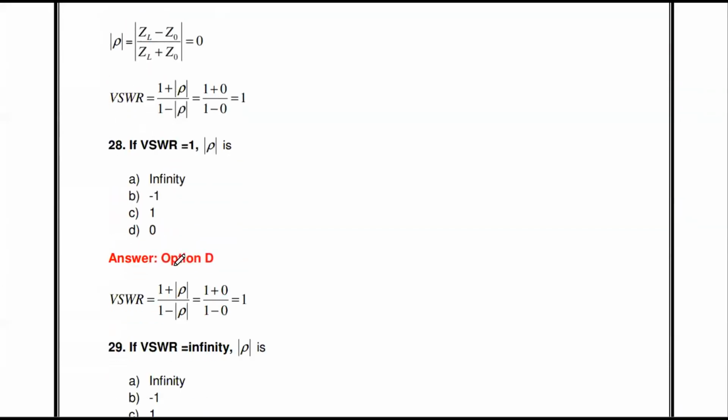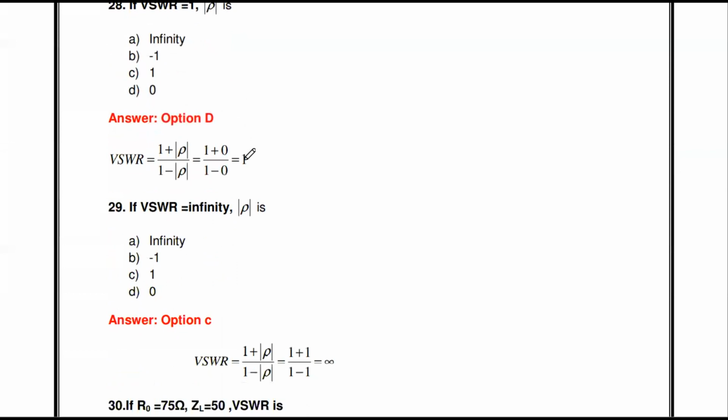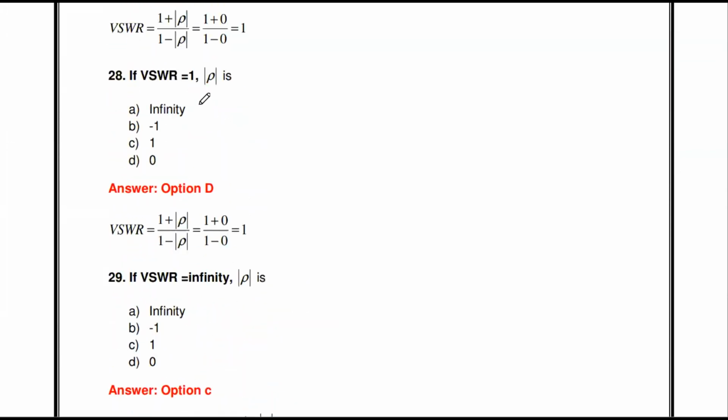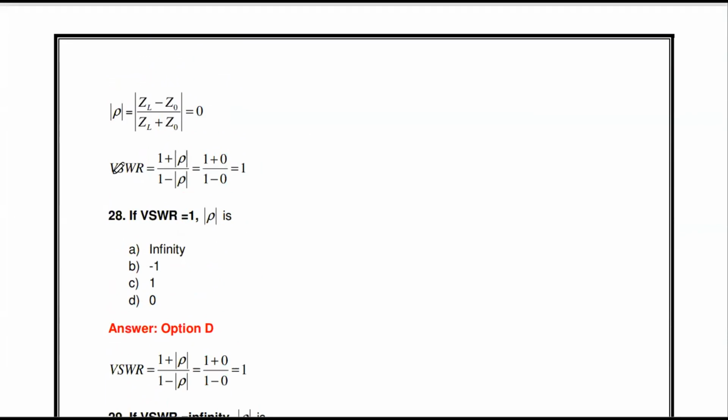Okay. Then the next one, if the VSWR is 1, what is the reflection coefficient? So if the VSWR is 1, we have to find the reflection coefficient. You see this question: the VSWR is 1, so at that time what is the reflection coefficient? It is 0. So 0 is the answer.